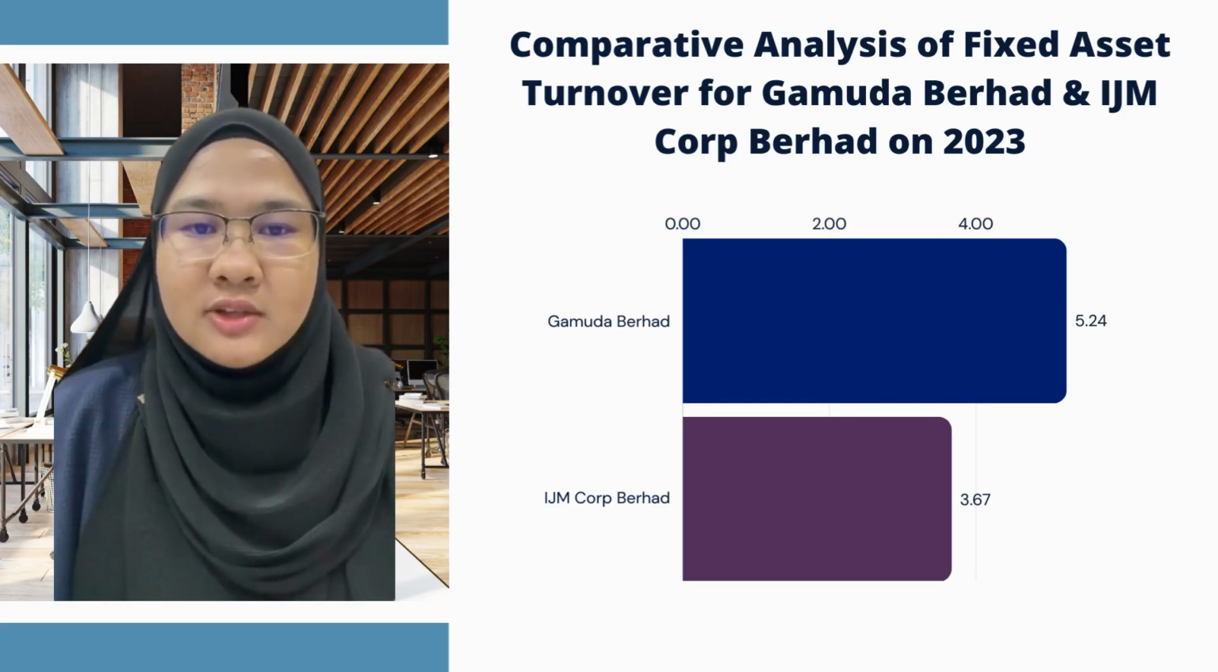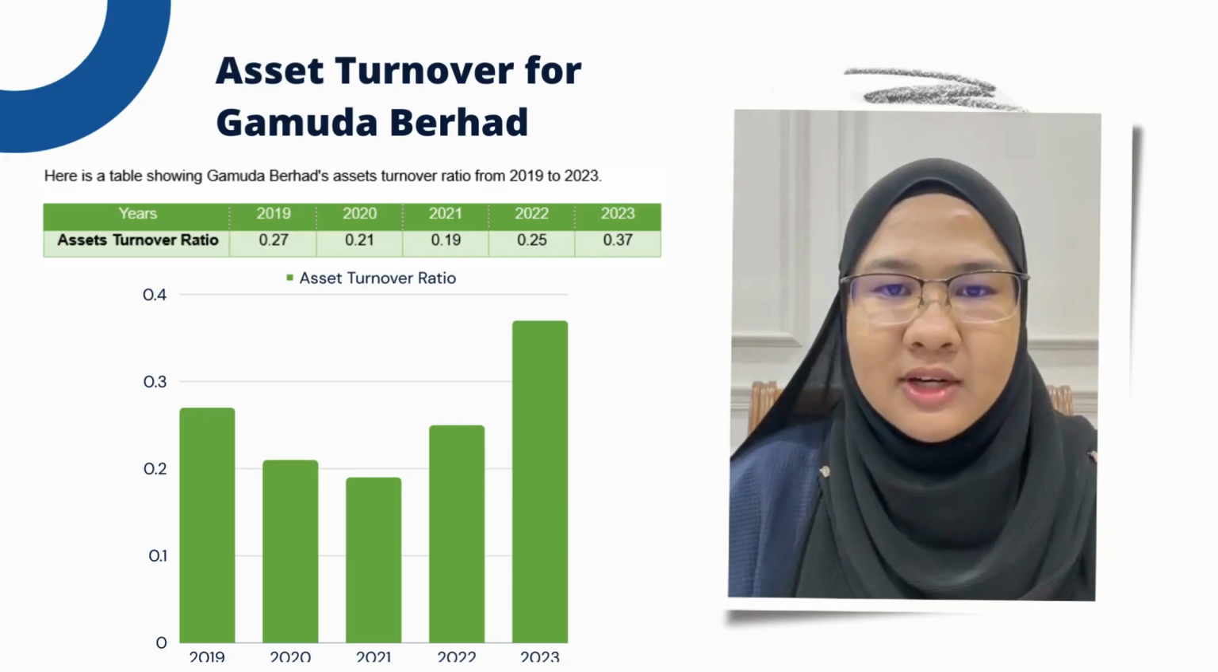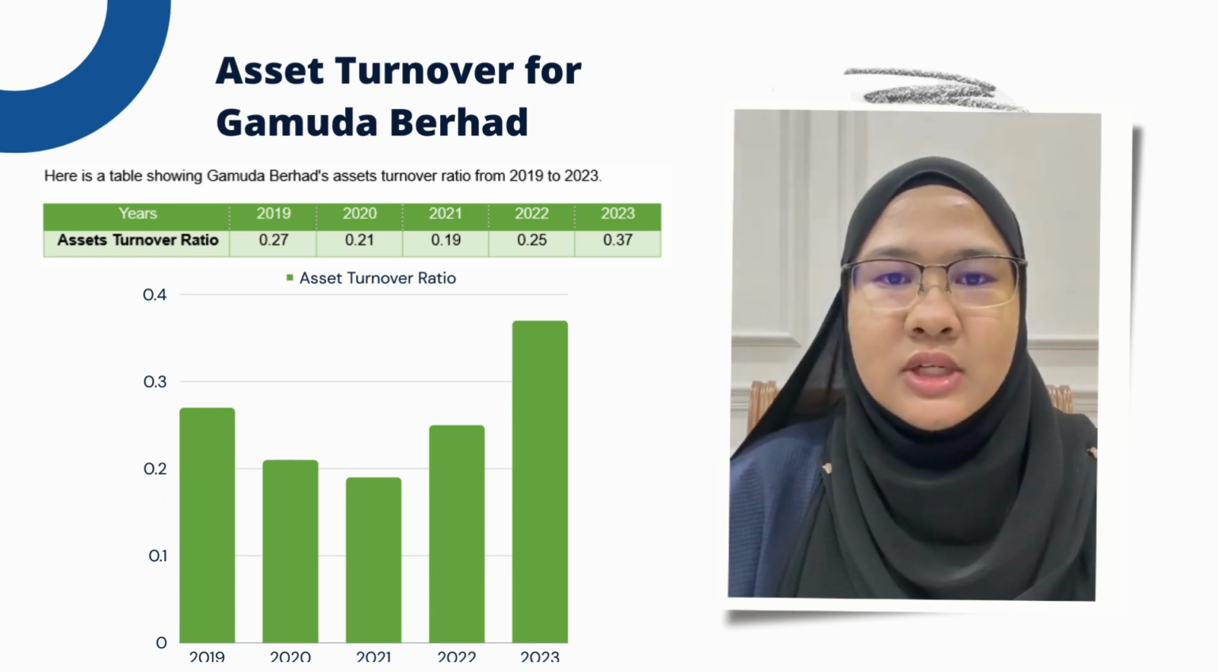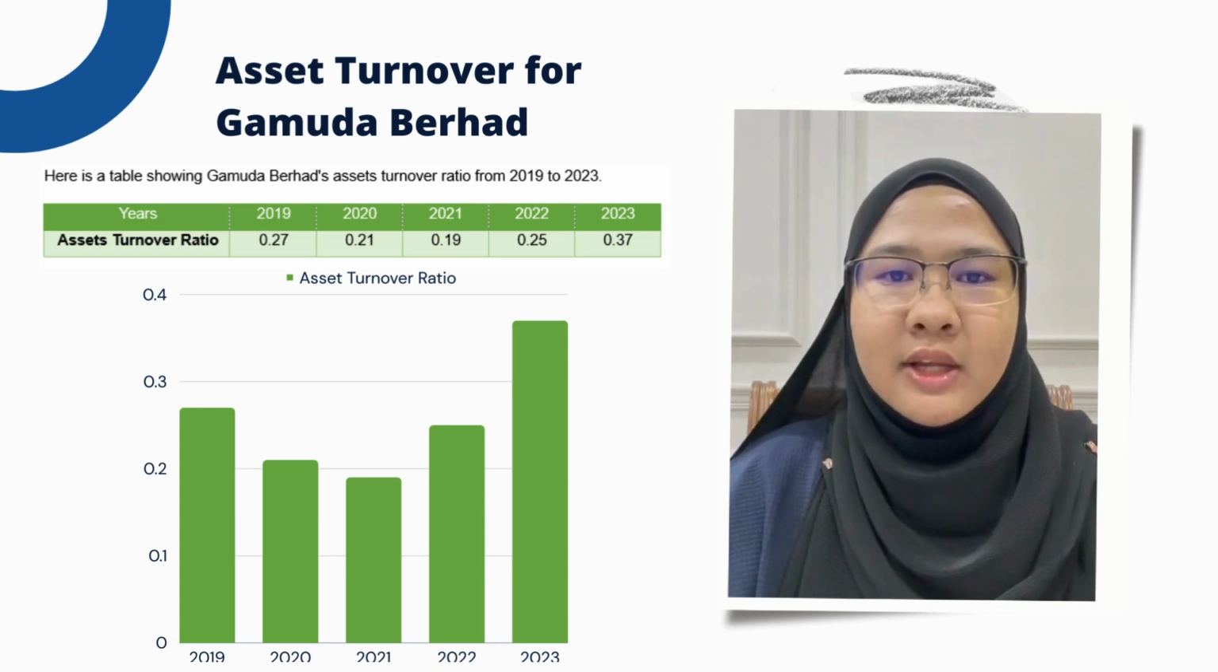In 2023, Gamuda Berhad's fixed asset turnover outshined IJM Corp Berhad. It showed Gamuda Berhad utilized its assets more efficiently to generate sales compared to IJM Corp Berhad. Based on the data table and graph, Gamuda Berhad showed fluctuation with a positive trend over the 5 years. From 2019 until 2021, the ratio declined but improved in 2022 and 2023. This shows a significant enhancement in the company's ability to generate revenue from its total assets.